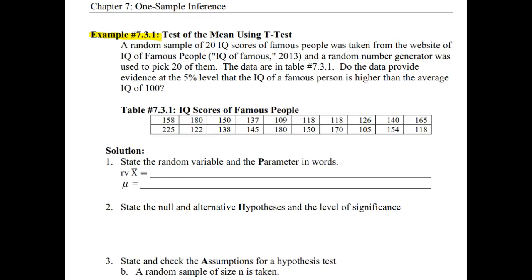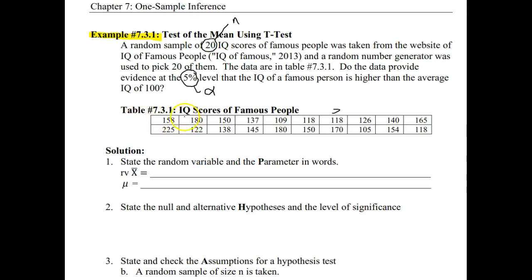All right, so let's walk through one of these with some actual data. Example 7.3.1, test of the mean using t-test. A random sample of 20 IQ scores of famous people, so already we've got a little n given to us here, was taken from the website of IQ of famous people, and a random number generator was used to pick which 20 to use. Do the data provide evidence at the 5% level, so there's alpha, that the IQ of a famous person is higher than the average IQ of 100?